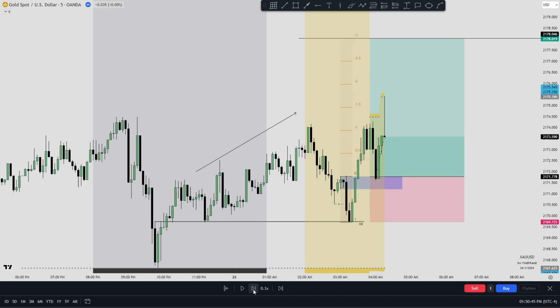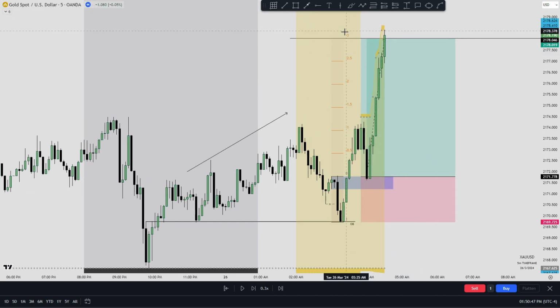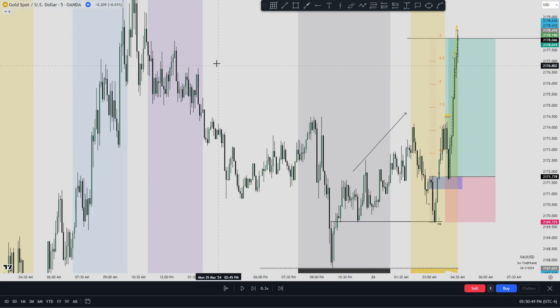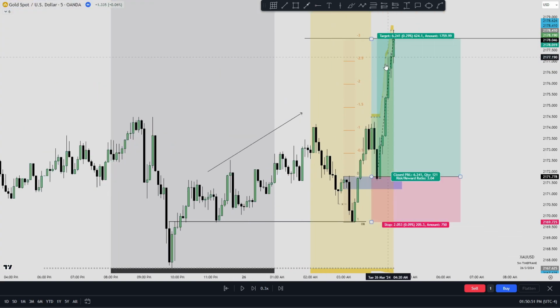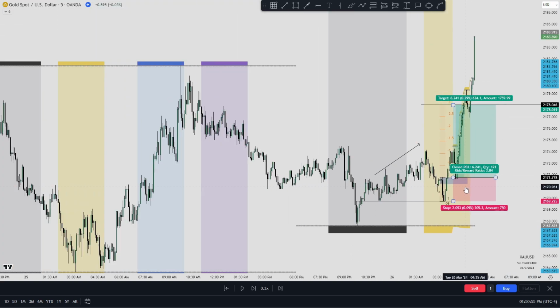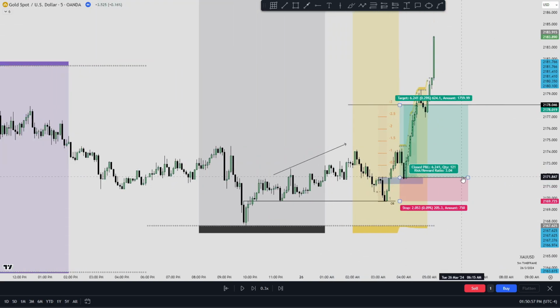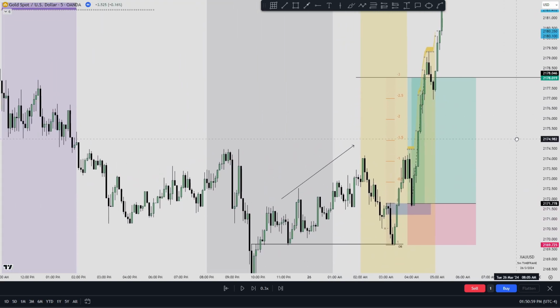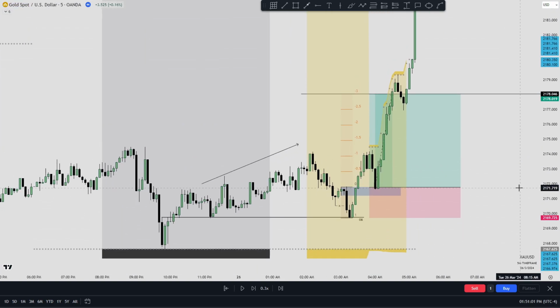Price action comes down, taps us in, reaches up into our 3rd standard deviation, taking out this high, tagging us in, and it goes a little higher, but this was overall a 3-to-1 R trade. Super solid. I'm content with that.